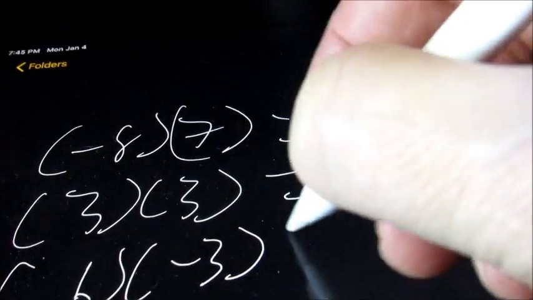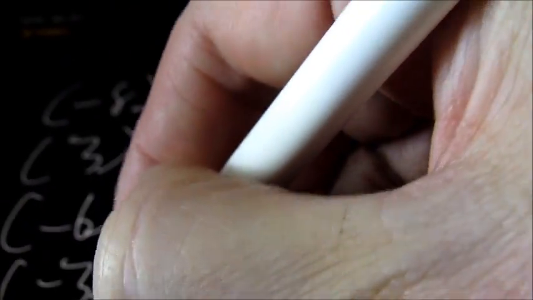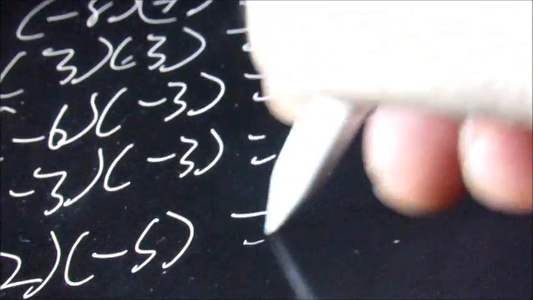If we have negative 6 times negative 3, we have 2 negatives, so that's going to be positive, and 6 times 3 is 18. And go back to this one, negative 3 times negative 3. We have negative times negative, we have 2 negatives, so that's positive. 3 times 3 is 9. Let's say we have 2 times negative 5. We have only one negative, and so the answer is negative, and it's going to be negative 10.